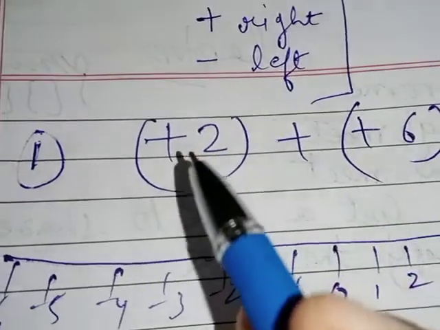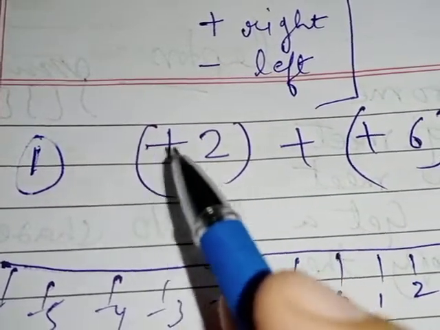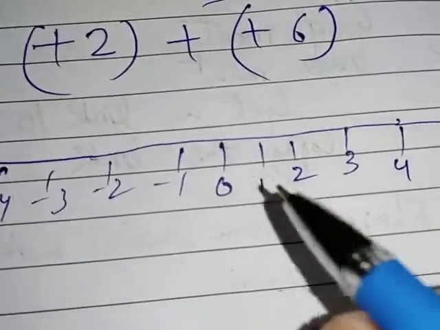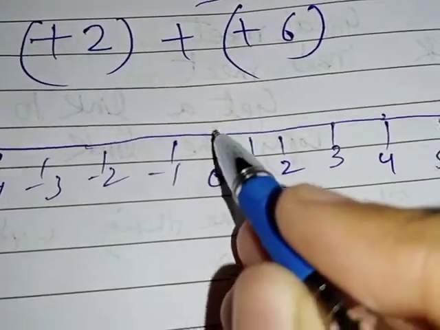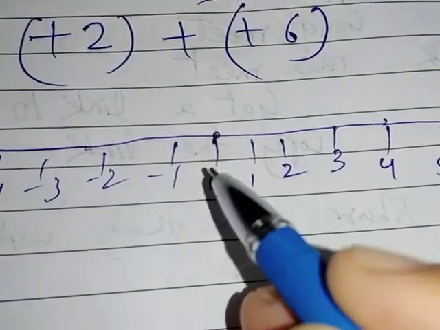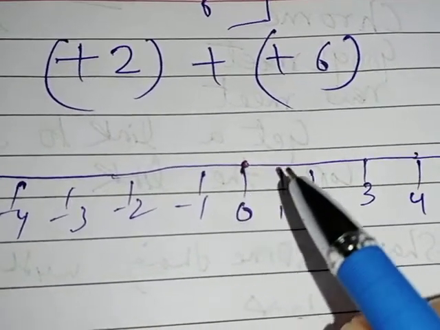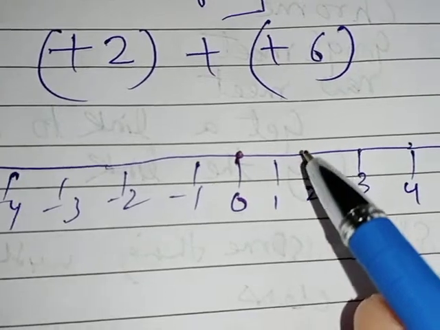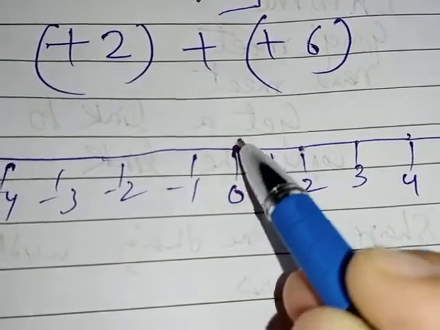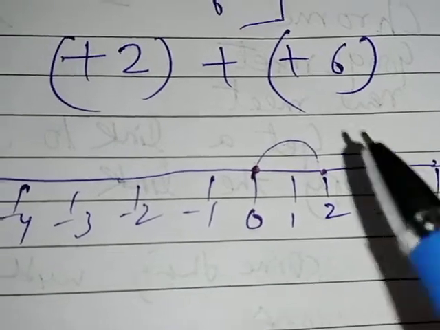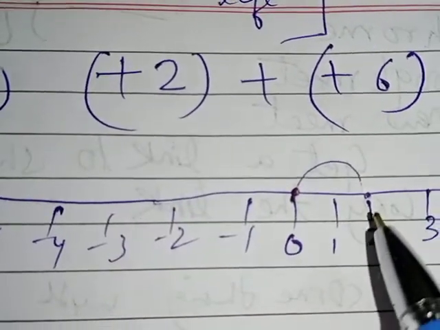Okay, so if you see this first integer, this is positive integer 2, right? So what we have to do now, we will come to 0 first of all. Now from this 0, we will move where? We will move up till this 2 on the right side. Why are we moving to the right side? Because we have the positive integer here.